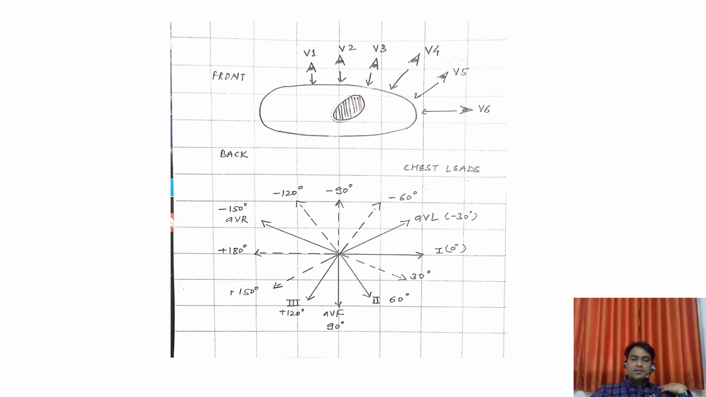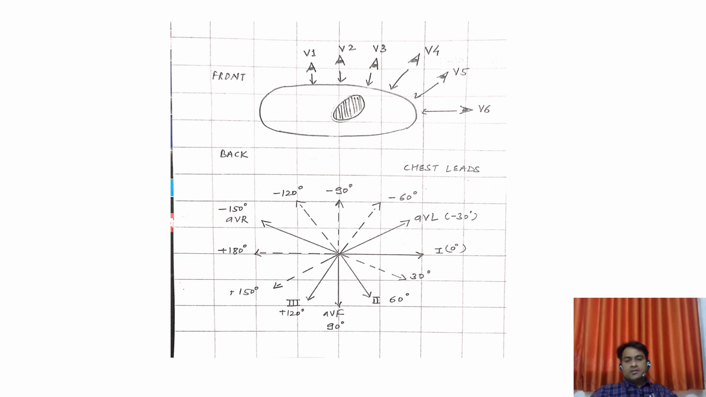Lead 1 is oriented at a 0 degrees angle. It records the left lateral surface of the heart. Lead 2 is oriented to 60 degrees of angle. Lead 3 is oriented towards 120 degrees of angle. AVL is minus 30 degrees of angle. AVF is plus 90 degrees of angle, and AVR is minus 150 degrees of angle.